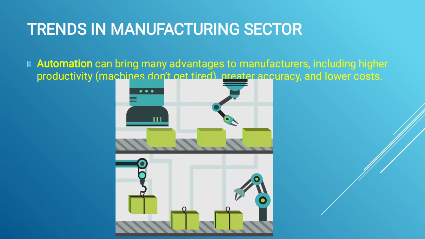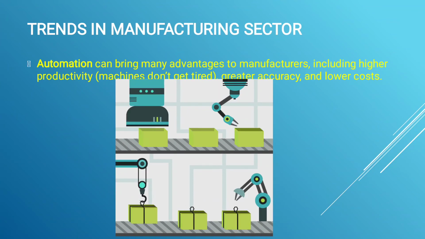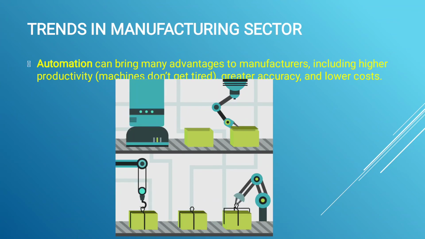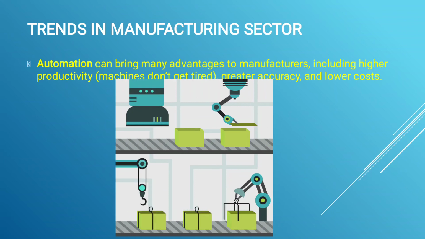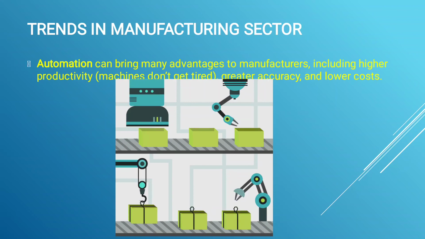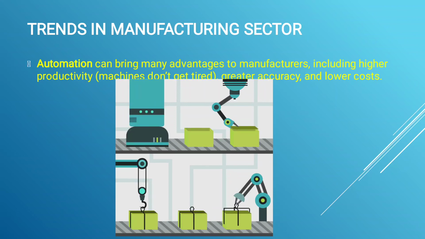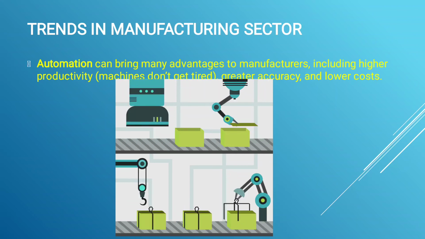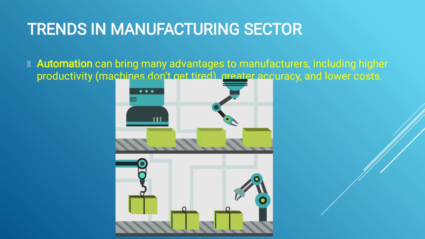Next, in the manufacturing sector, is automation. Automation is nothing but the usage of robots. You can see here the robots are doing the work. Why are we using robots? To reach higher productivity, greater accuracy and lower cost. These are all very important sectors, and by that automation is also having greater trends.